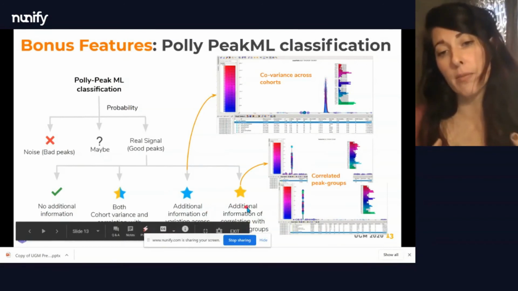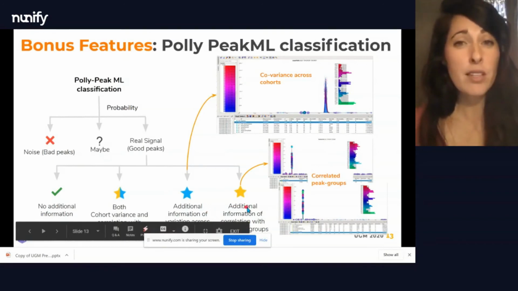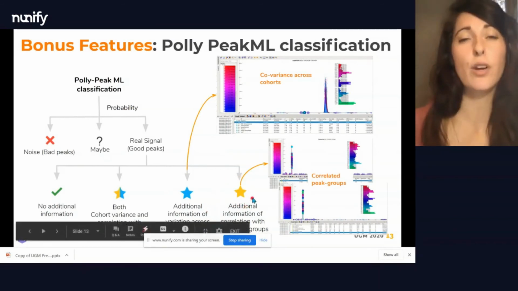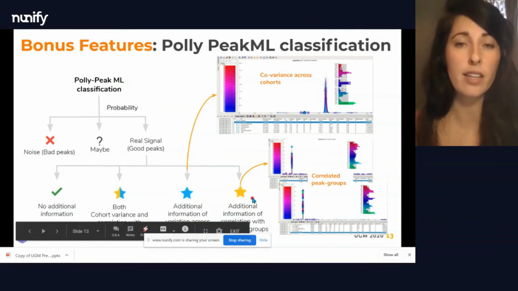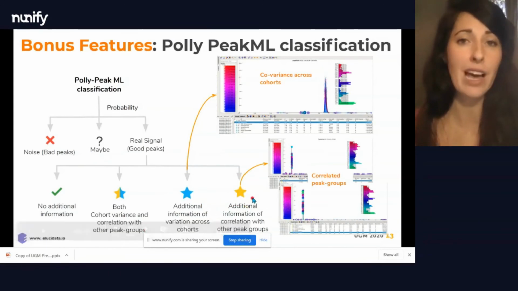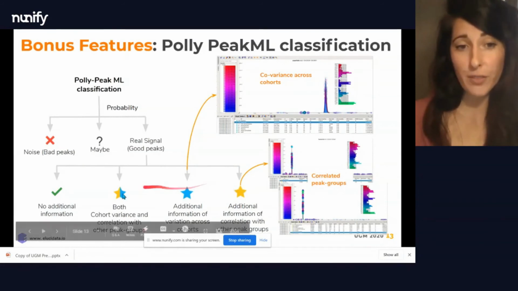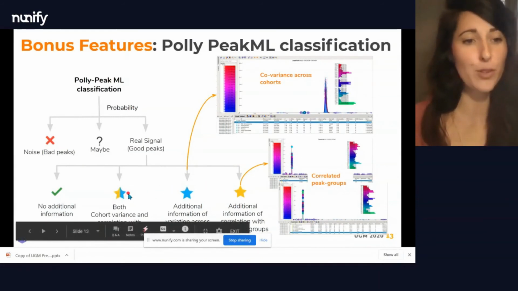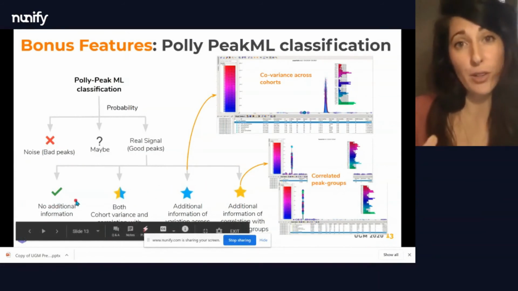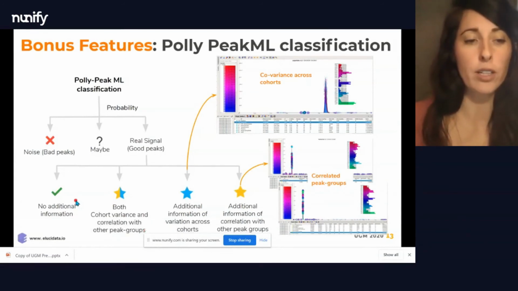Also, if it's correlating with any other peaks in the sample, it'll flag that as a yellow star, and that's important as a metabolomic scientist. That can tell me information about whether this is an adduct or a fragment. Obviously, you get this hybrid model if it's both of those, and if it's none of those and it's just a regular good peak, you'll get the green check mark.